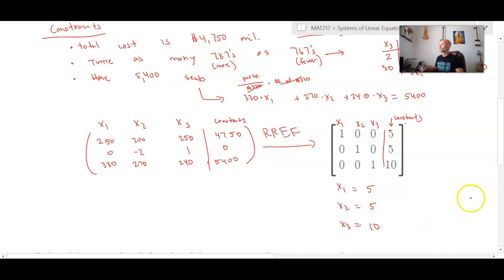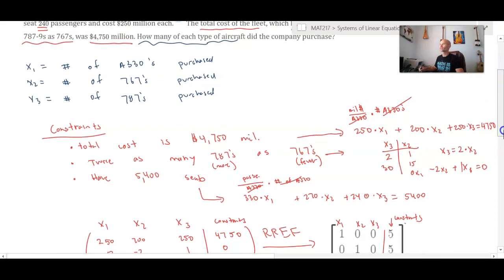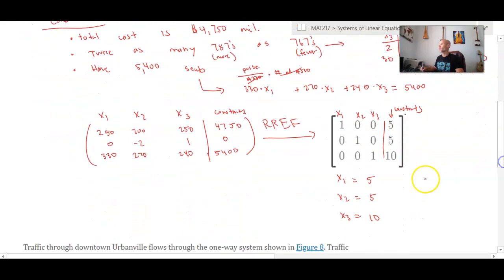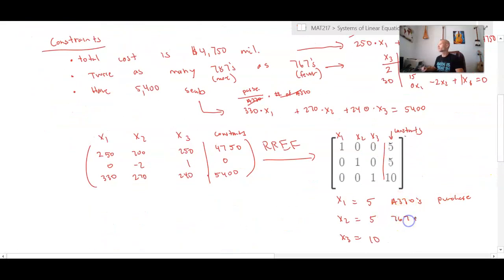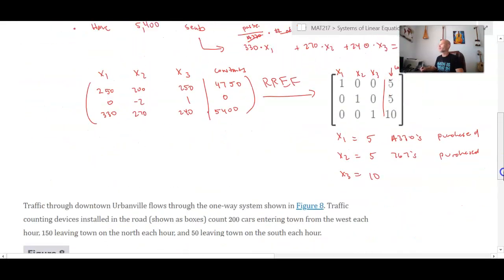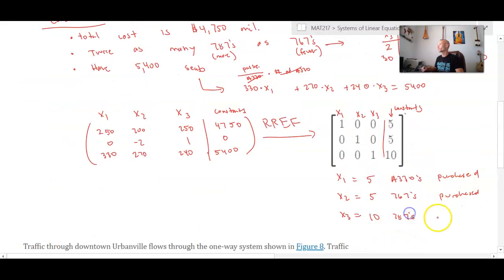And so this is the number of each of those that we should purchase. So we should purchase 5 A330s, and then we have 5 767s, and finally we have 10 787s. We could also write our solution set in our mathematical fashion by just saying that x1, x2, x3 is equal to the intersection point of these three planes at the location 5, 5, 10.